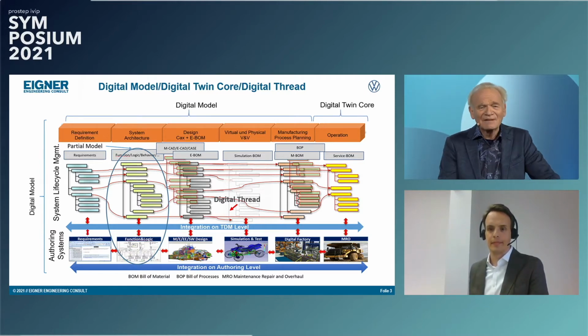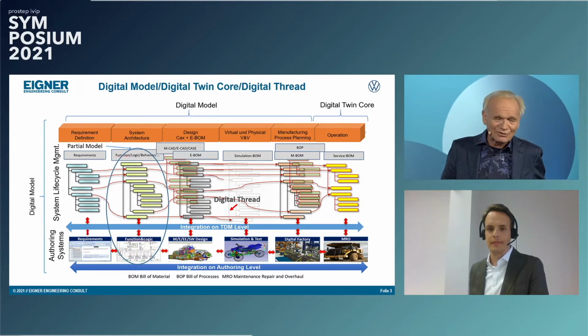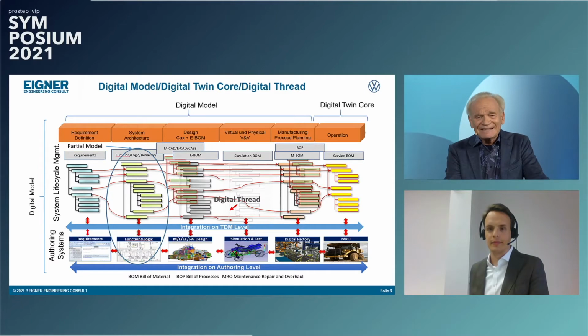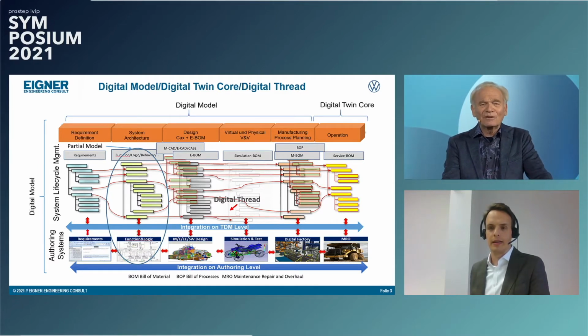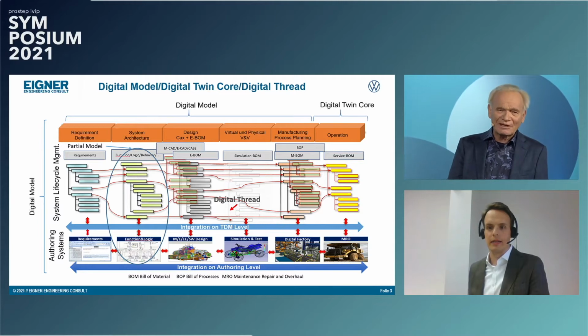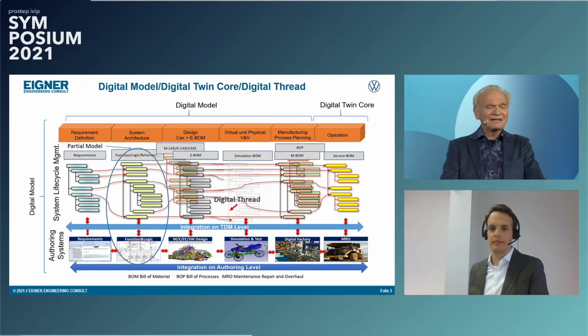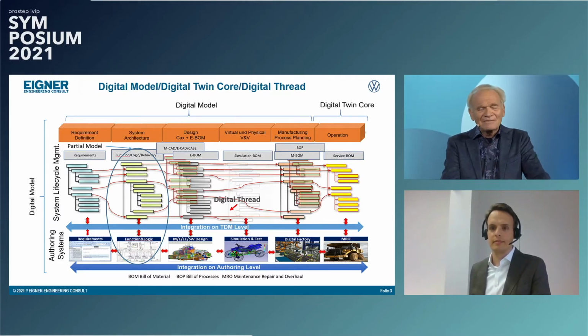At the end, after production, we have the so-called as-built BOM or as-delivered BOM. And this as-built BOM creates the digital twin core. That's the starting point of the digital twin. I will talk about this later. And the digital thread is a connection. You can see it's the red lines. It is a connection between all the information elements along the product lifecycle.